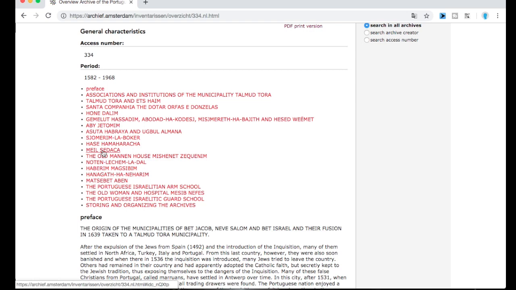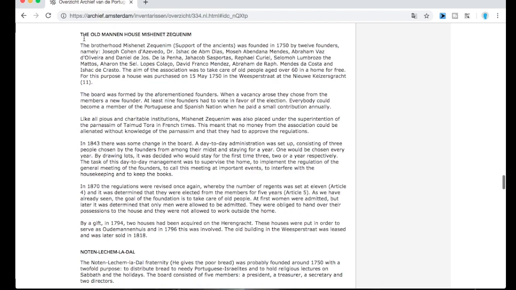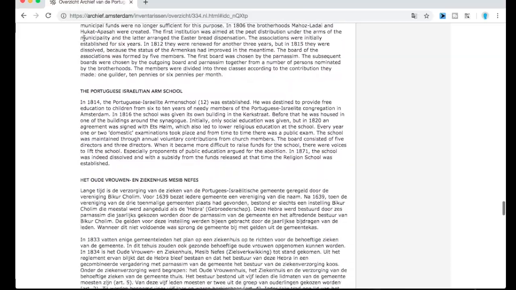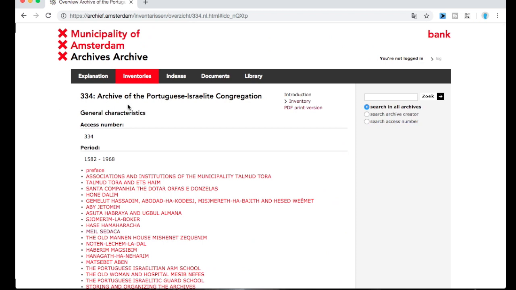So here in Miles Sadaka, we see the information about it. The Miles Sadaka Brotherhood, Mantle of the Charity, was founded in 1735 by some members of the Portugees-Israelite community with the aim of distributing winter coats to needy members of the municipality. The board consists of 10 founders and a treasurer, who was chosen annually by the founders from the members. In 1849, when the regulations were revised, it was decided that the board would consist of 11 members. And so this is just giving you a really great view into the information behind the actual documents.